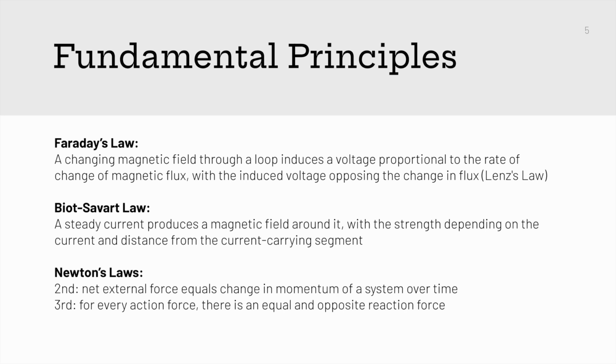This also relates to the Biot-Savart law, and both of these act because a steady current produces a magnetic field around it, with the strength depending on the current and distance from the current carrying segment. So depending on the relation of this, the magnet will fall slower, faster, it'll move differently.